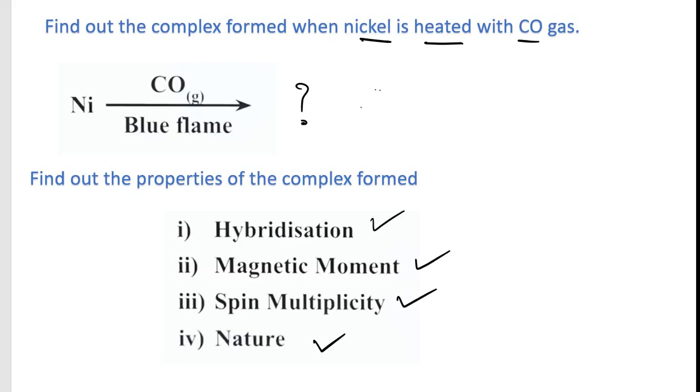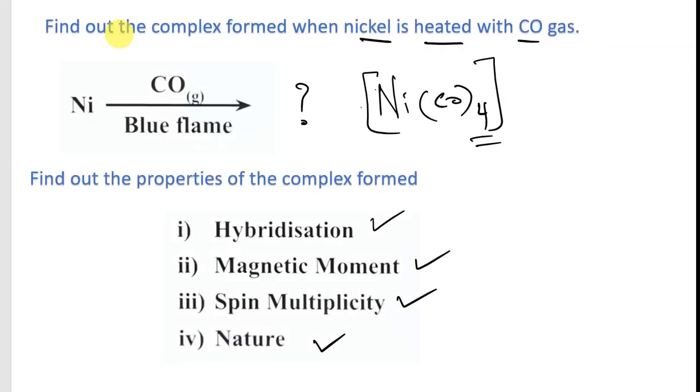What will happen? Ni(CO)4 will be formed. Nickel tetracarbonyl will be formed here. Let us work it out. What we have to find out is the hybridization, magnetic moment, spin multiplicity, and nature for nickel tetracarbonyl.